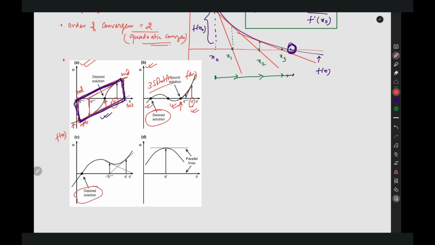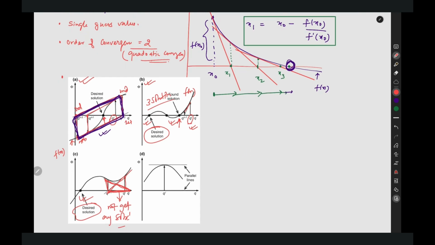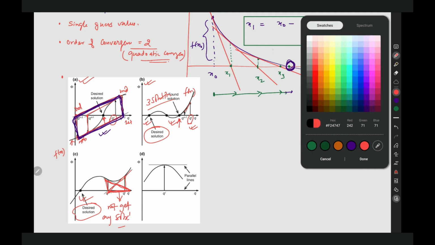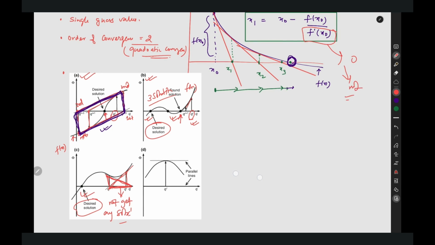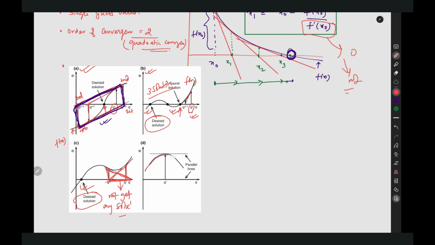In the C case, where the desired solution is this one, but it will keep moving in a loop. From this loop it will not exit, and we will not get any solution. Similarly, from the formula itself we can see that if the denominator f dash x becomes 0, the solution is not defined. So it will not be defined where the slope is equal to 0, where f dash x equals 0. So it should not be 0 for a real solution.